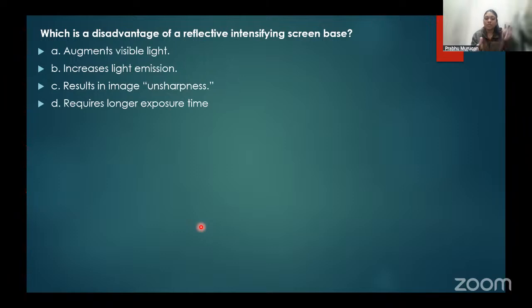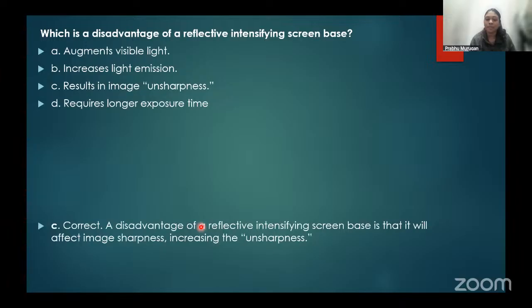Sometimes what will happen is you have another intensifying screen on the opposite side. So when this is coated with a reflective layer, this will tend to reflect the light again to the film. Because of that, it will lead to image fogging, film fogging. So that is the main disadvantage of using a reflective intensifying screen base. Okay, so the answer is option C. It results in image unsharpness.